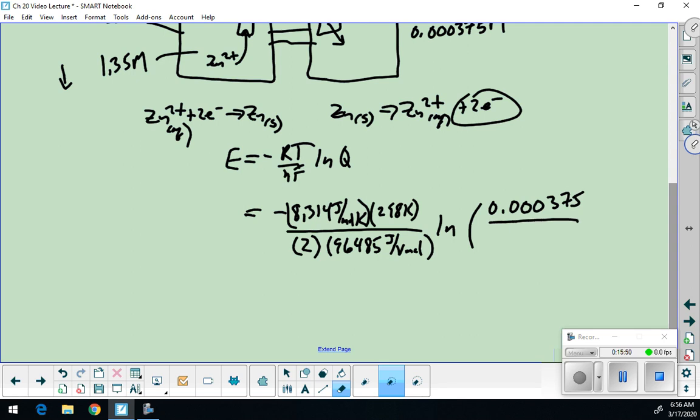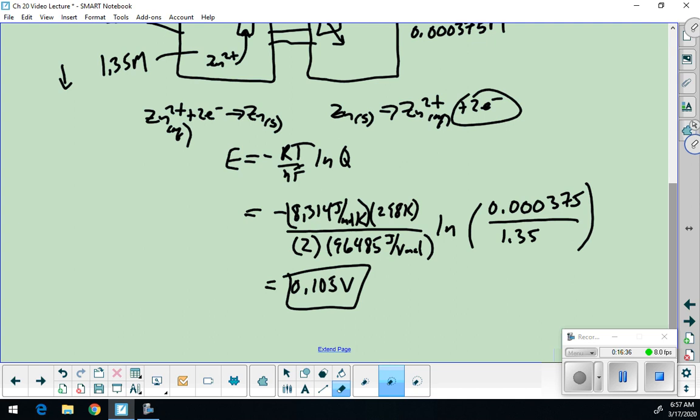Over my concentrate, 1.35. There we go. Let's run our magic calculator, and I get the natural log of 0.000375 divided by 1.35, close, times 298 times 8.314 divided by 2 divided by 96485, and I get 0.105 as my answer. How's that, folks?